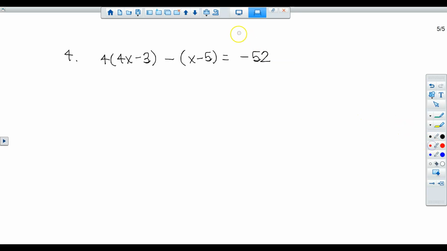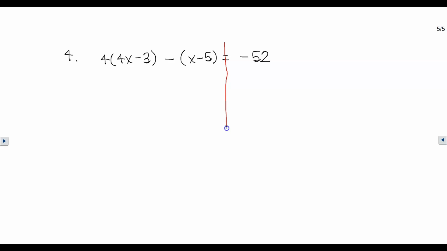On our next problem, we are going to do 4 times 4x minus 3, minus, in parentheses, x minus 5, and that's equal to a negative 52. So I'm going to draw my line through my equal sign.